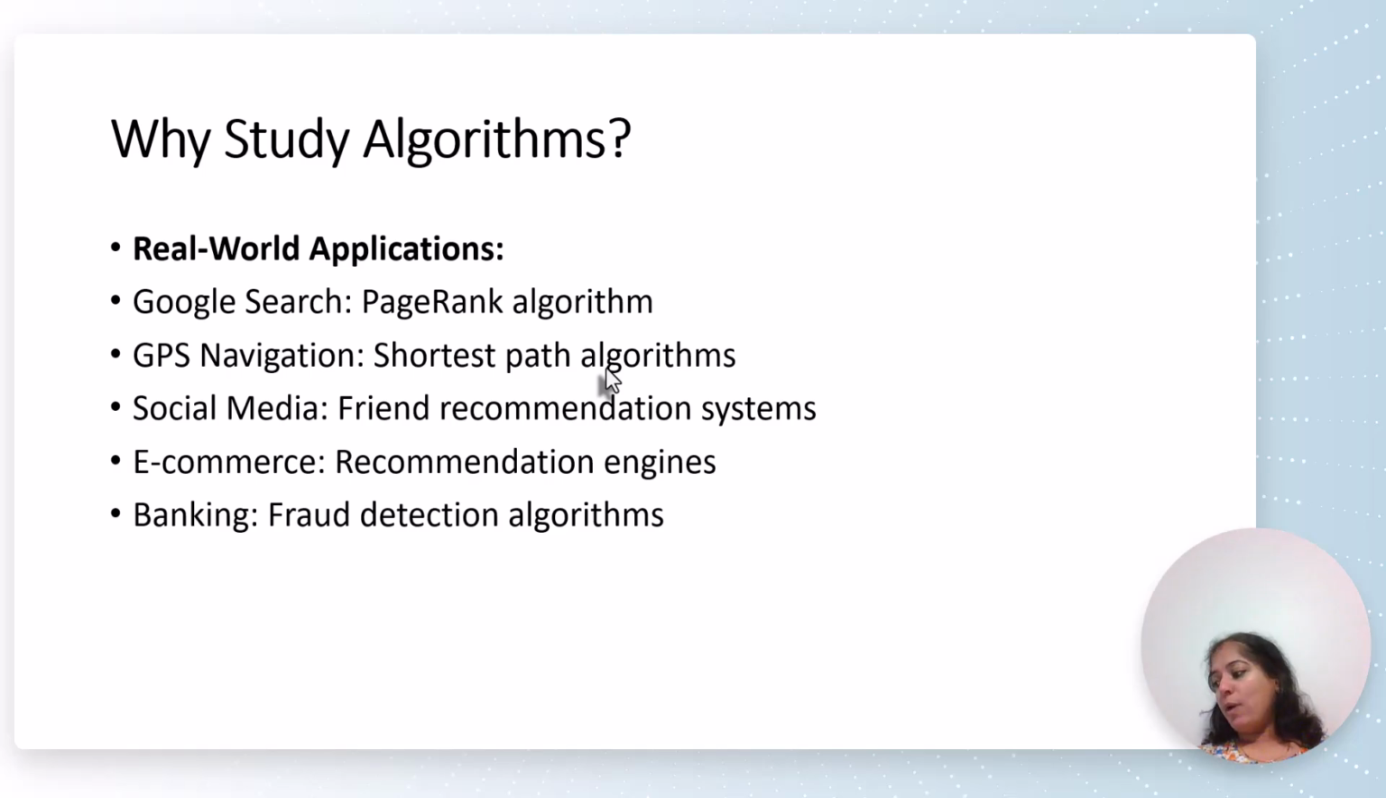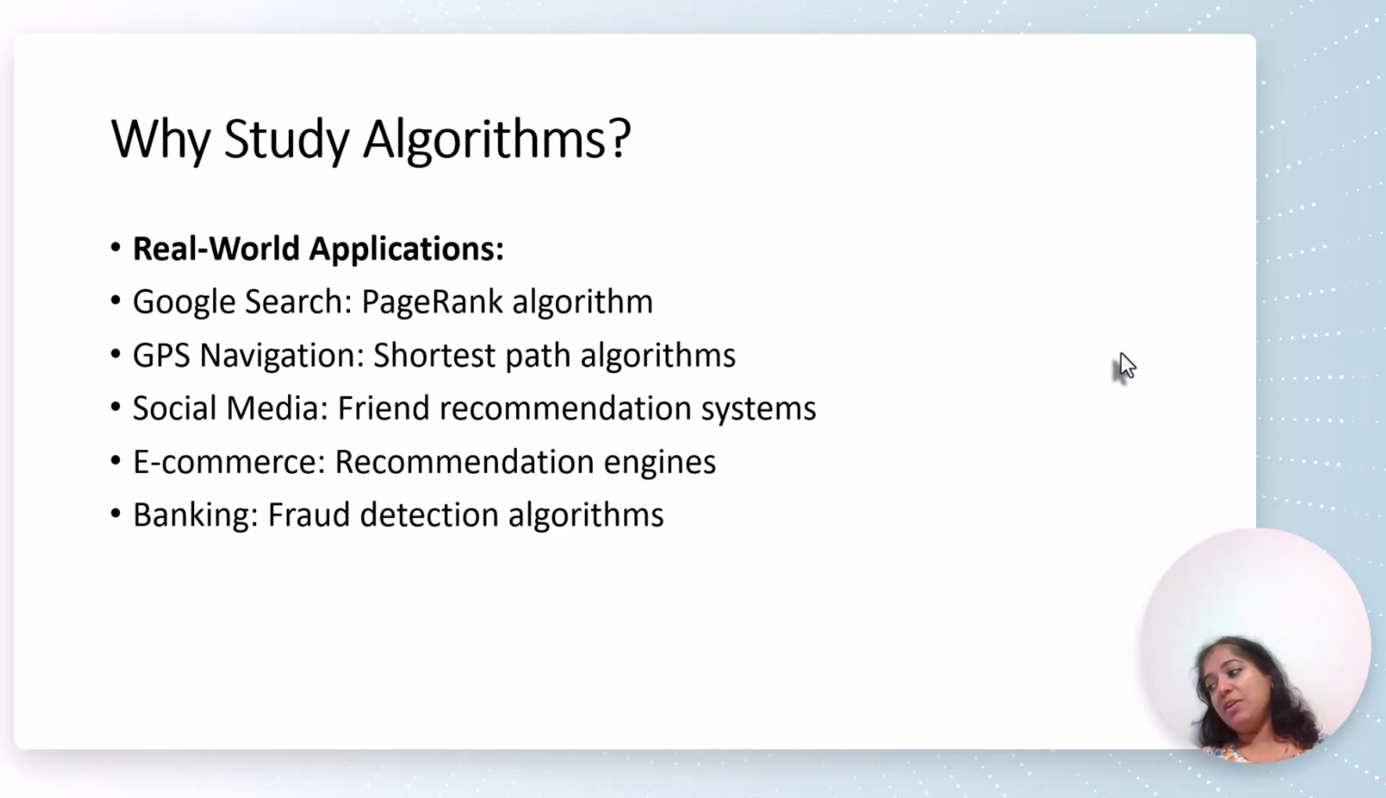Now, why do we need to learn algorithms? Algorithms play a very important role in our real life. At every place we are using algorithms. Whether we need to search anything, we go on Google, right, and we search it. In the background there is a PageRank algorithm running, due to which you see why certain results appear first and certain results later on. So that is due to algorithms.